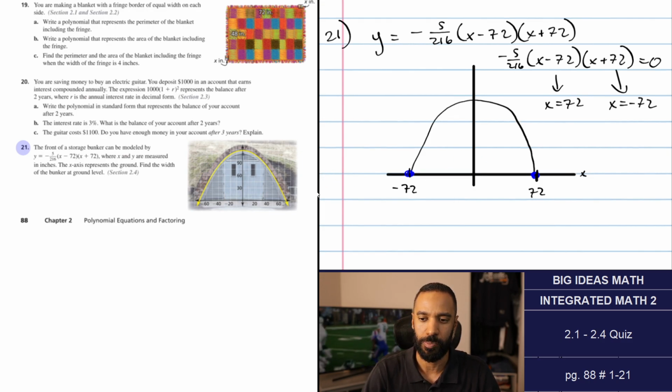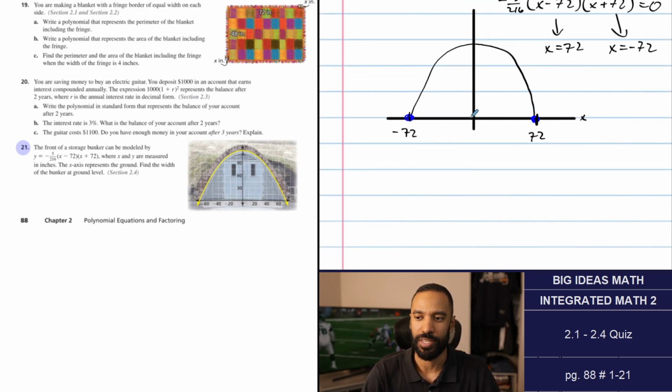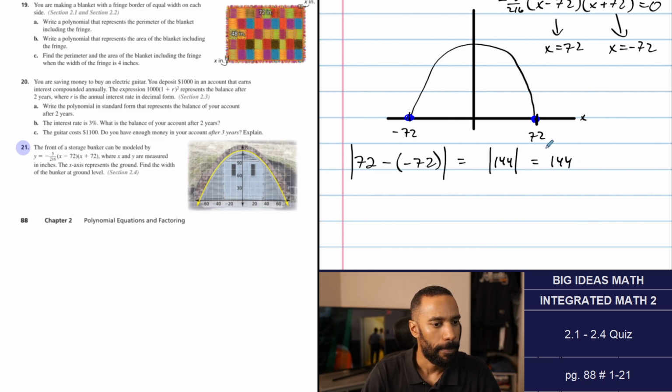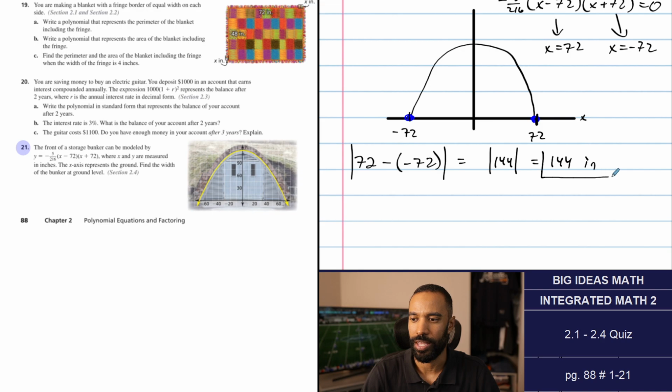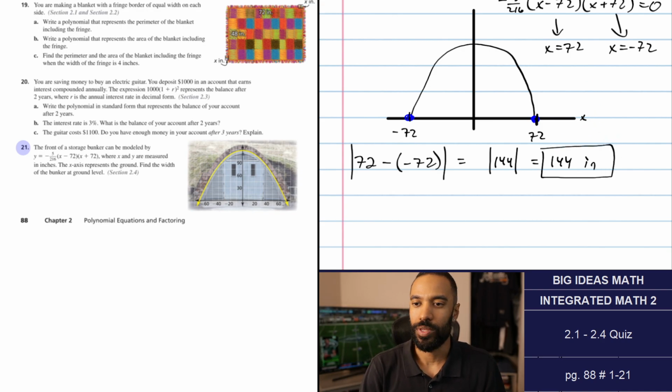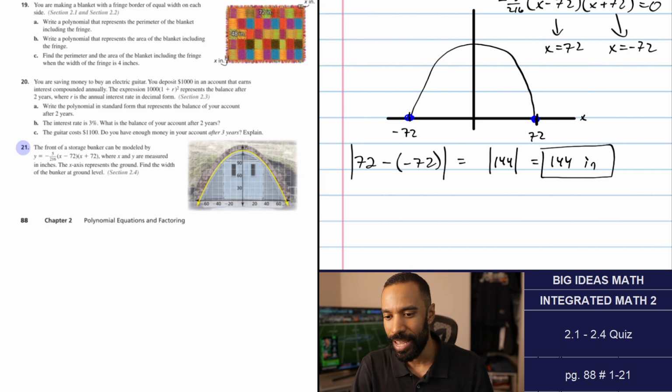Now, what is the distance between these? 72 is 72 units away from 0. Negative 72 is 72 units away from 0. If we subtract, 72 minus negative 72, we would get 144 as the distance. Inches. 144 inches. Okay, that's the width of the bunker at ground level, and that is all, folks.